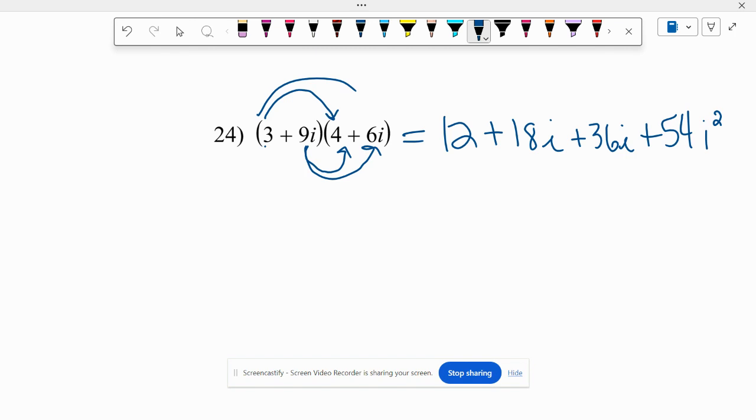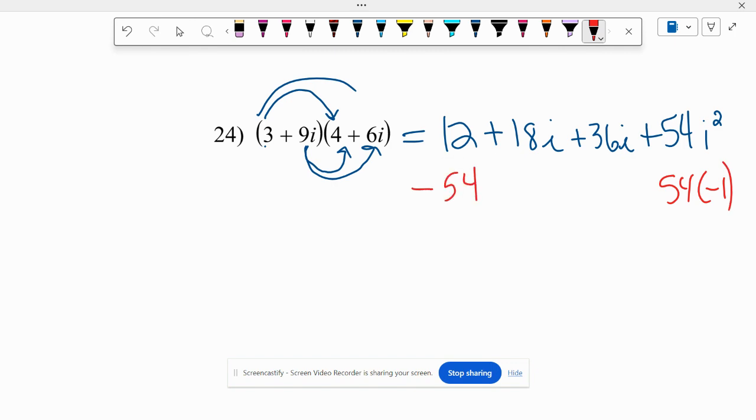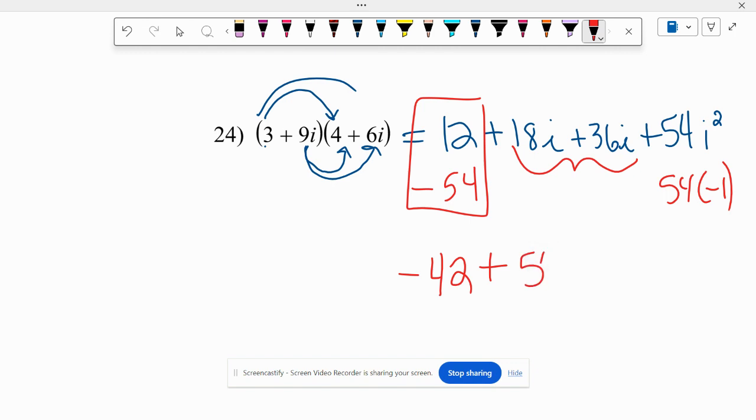Colt, not all caught up. I'll fill those out with you. Colt, what is i squared? i squared equals what? -1. Yes, so this is really 54 times -1. Colt, what is 54 times -1? -54. So when I combine like terms, I have to take 12 minus 54. What is 12 minus 54? -42. And I can combine these. 18 plus 36 is positive 54i.